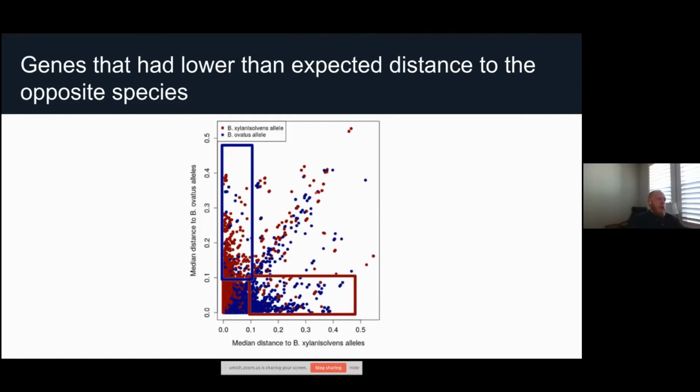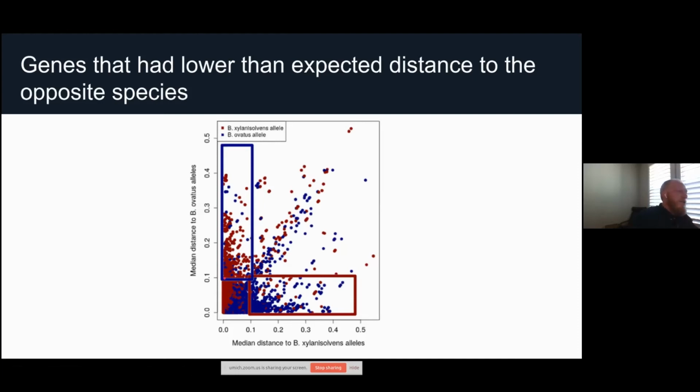So each point in this figure represents an allele of a gene, and the median distance to the ovatus alleles is shown on the y-axis and xylanosolvens on the x-axis. As you can see, the lower and upper half of the plots are mostly blue and red, respectively, showing that typically genes have a closer identity to the same species relative to the opposite. However, there are many cases where this is not the case.